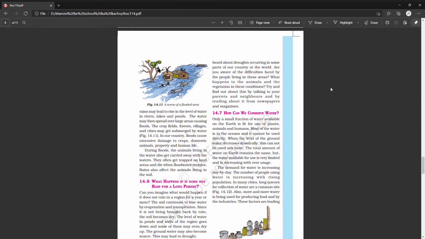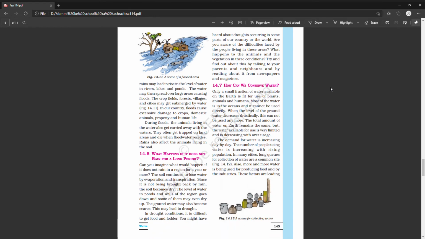Rains may lead to a rise in the level of water in rivers, lakes and ponds. The water may then spread over large areas causing floods. This situation is called a flood. The crop fields, forests, villages and cities may get submerged by water.